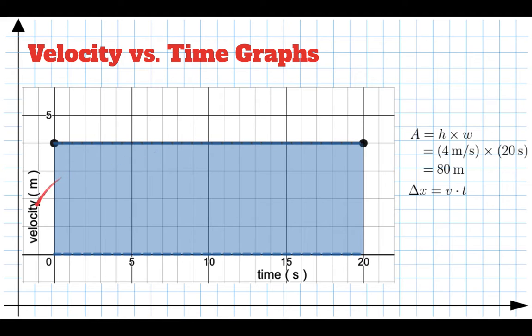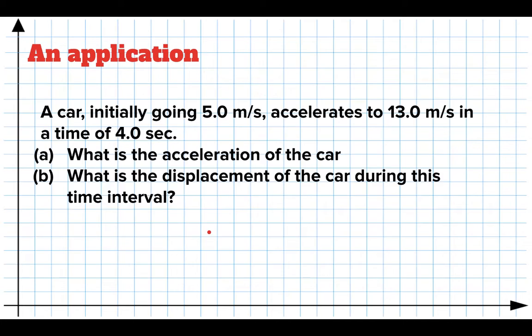Okay, so velocity versus time, it's a really useful graph. Its slope tells us the acceleration, and the slope right here is 0. So the acceleration is 0. And the area under the graph tells us the displacement. So let's try to solve a problem using this idea.